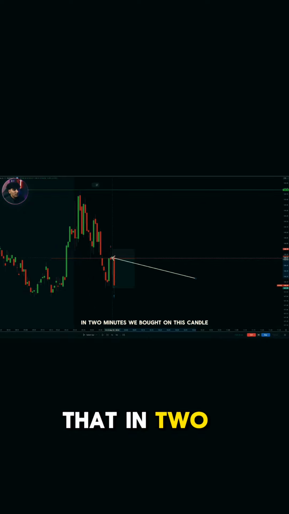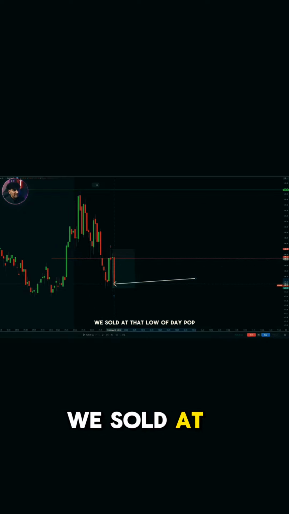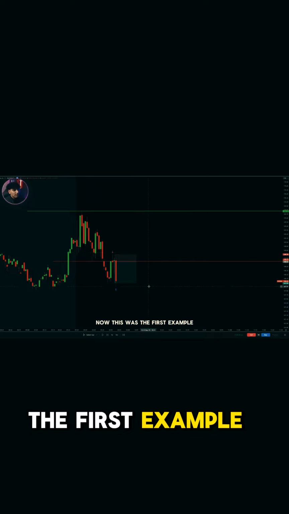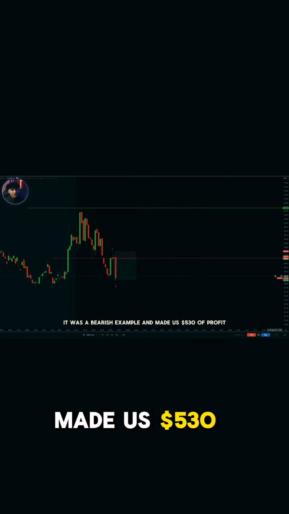And just like that, in 2 minutes, we entered on this candle, we sold at that low of day pop, and we made $530 before 10 a.m. Now, this was the first example. It was a bearish example and made us $530 of profit.